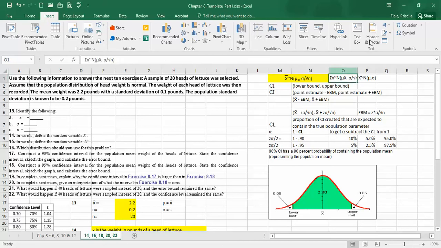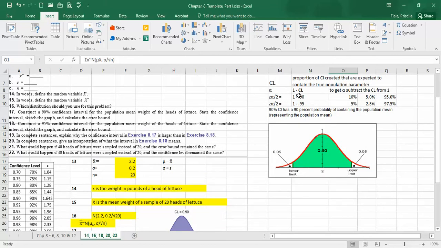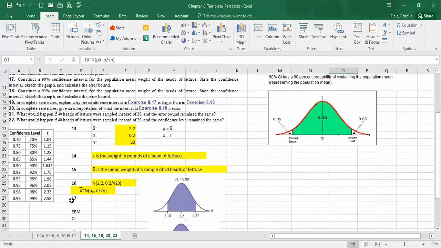Okay. And also, I have explained all that before, so I don't want to go too long on this. So 90%. Therefore, we have 10% area divided by both tips, 5% on this side, 5% on this side. So it's 95%. 1 minus, so we go right here, 90%. It's going to be 1.645. So 5% on this side, 5% on this side, it's going to be 1.645.